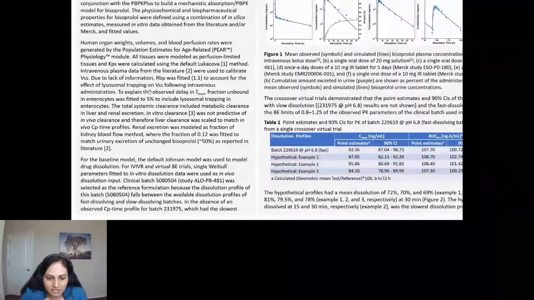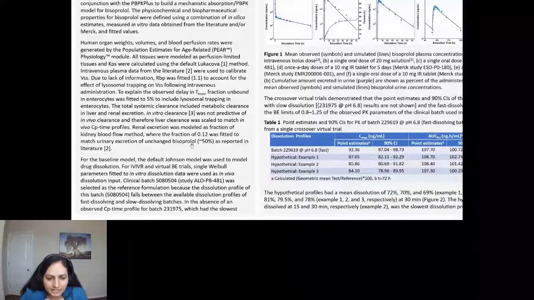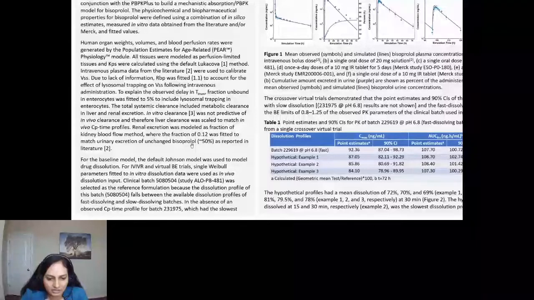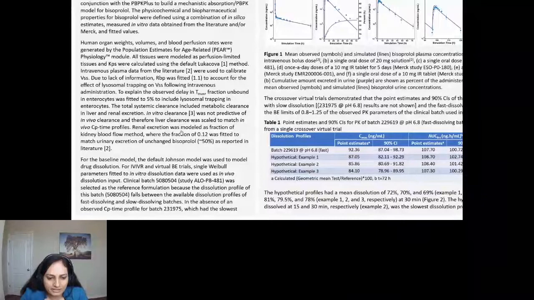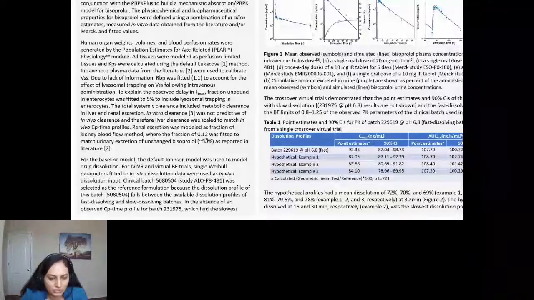Again, from the same publication from the IV, we did find the urinary excretion data following the solution administration, and we modeled the renal excretion as a fraction of kidney blood flow by fitting the fraction of 0.12 in order to match the urinary excretion of unchanged bisoprolol to 50%.